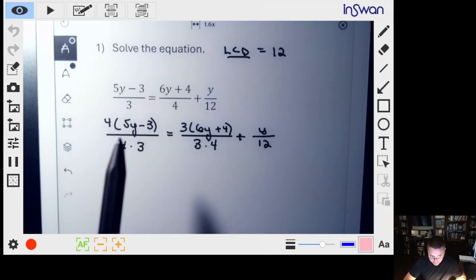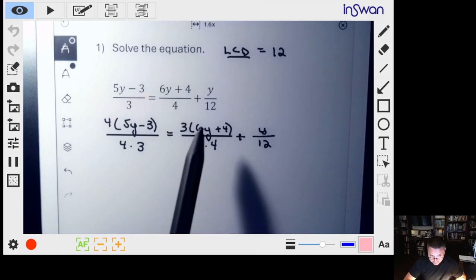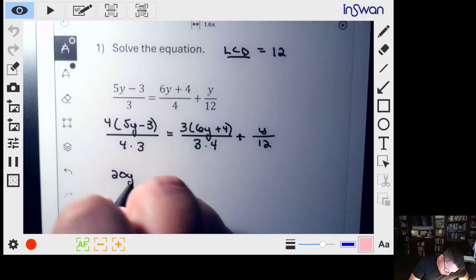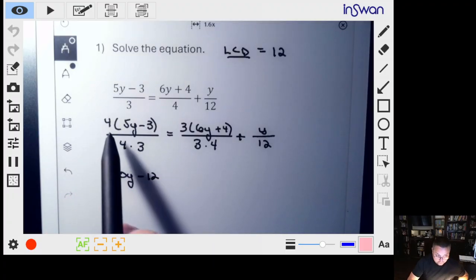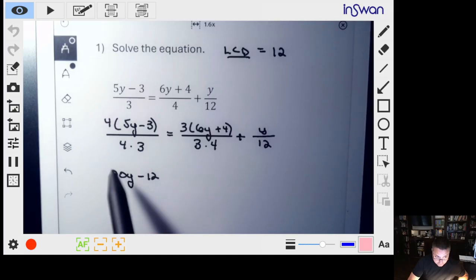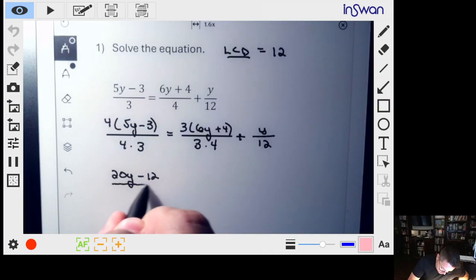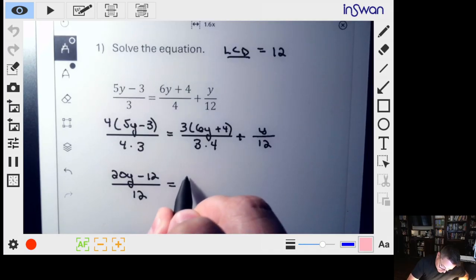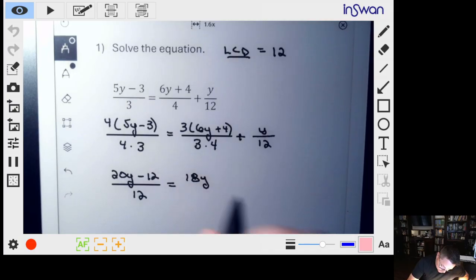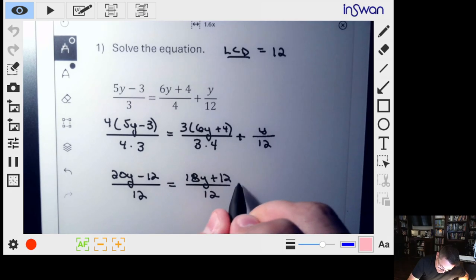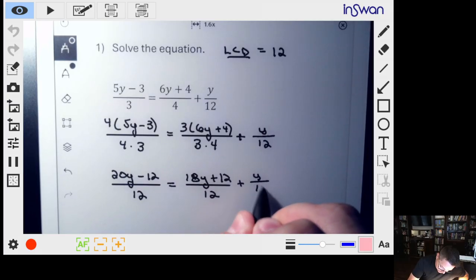Okay, so now I'm going to simplify. I'm going to distribute the 4 in, the 3 in, and rewrite these denominators. So this is going to be 20y minus 12, because 4 times 5 is 20, so 20y. 4 times a negative 3 gives us minus 12, and that is all over 12. That's going to be equal to 18y plus 12 over 12, and then plus y over 12.